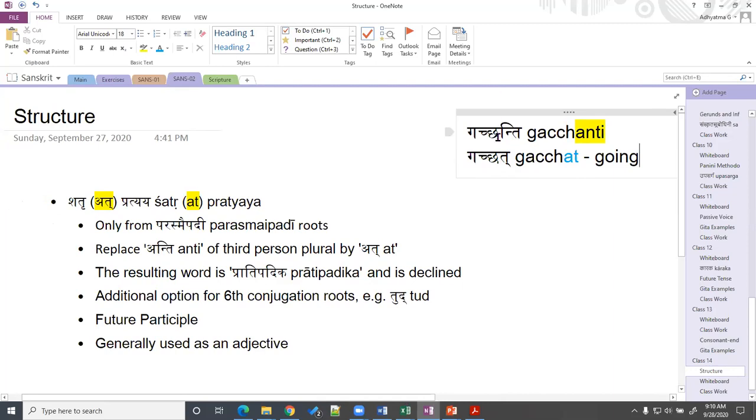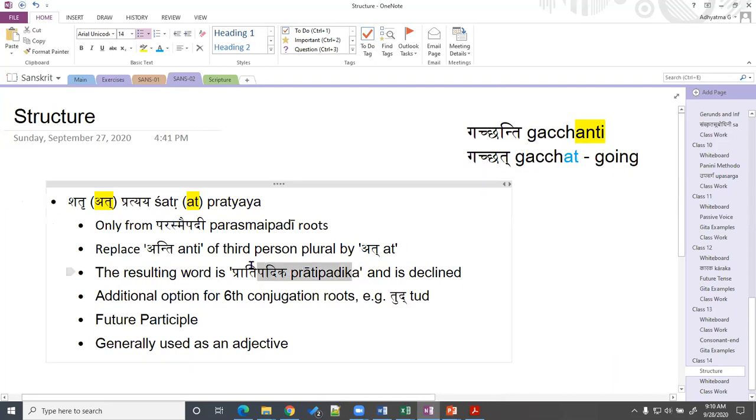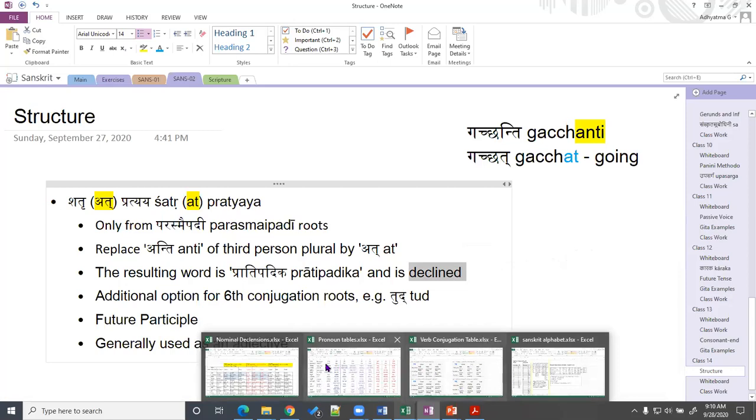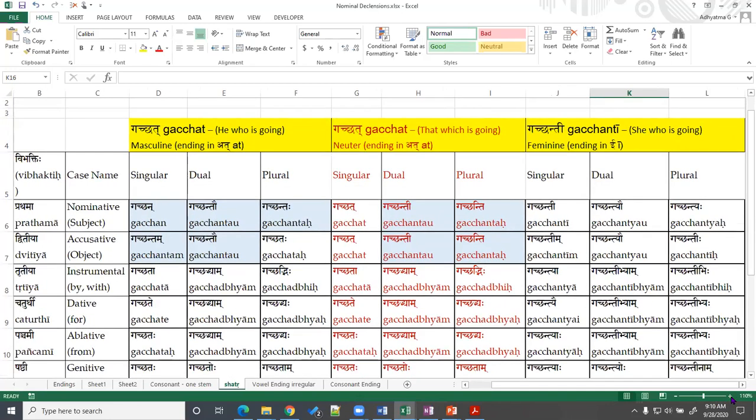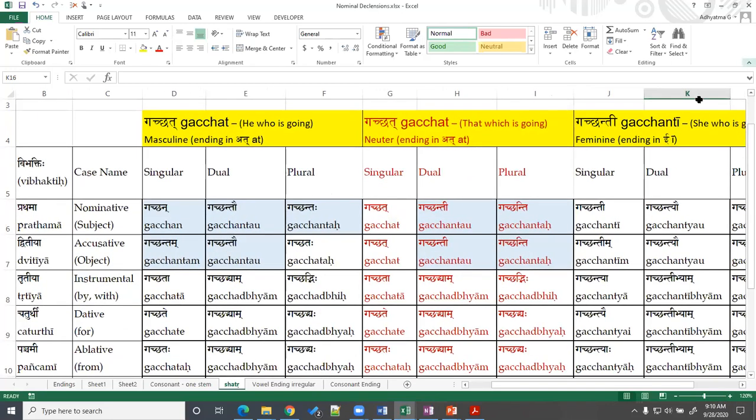This word gachat, it's a pratipadika. It's not a verb. All the participles are nominals. When I say Pratipadika, it means it's a nominal. And that's why it's declined. Declined means it will take the forms of the 7/3 table. So that's how it is declined. So gachat, he who is going, it's a masculine word ending in at.